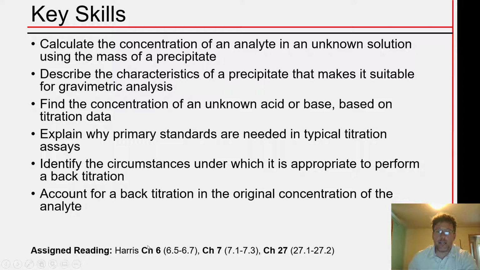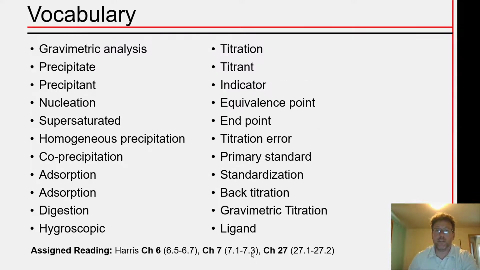Your assigned reading is from late in Chapter 6 related to titration, sections 6.5 through 6.7 in Harris, early Chapter 7, sections 7.1 through 7.3, which deal specifically with titrations of different kinds. And you'll want to refresh yourself or reintroduce yourself to some key vocabulary terms related to titration, specifically concepts of titrants, indicators, the difference between equivalence point and endpoint, which we'll cover in more detail today, and how this leads to an unavoidable titration error.